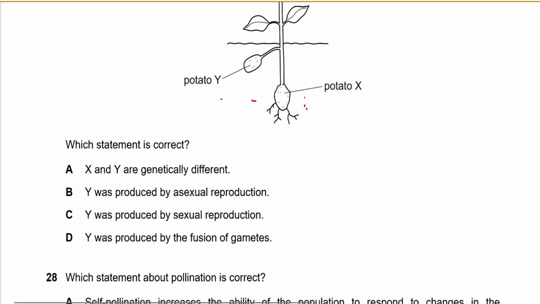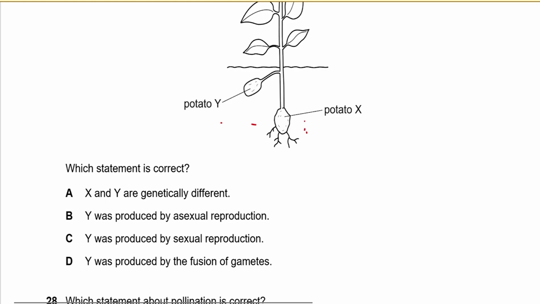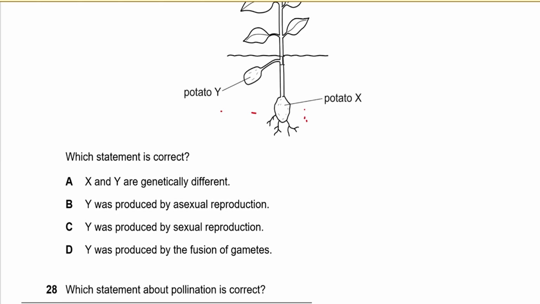So from here, X and Y are supposed to be genetically the same or identical, because this is asexual reproduction. So X and Y are genetically identical. Y is reproduced by asexual reproduction, that is correct. Y is not produced by sexual reproduction, this is wrong. And also because it's not sexual reproduction, it will not have fusion of gametes. So our choice here is going to be B.